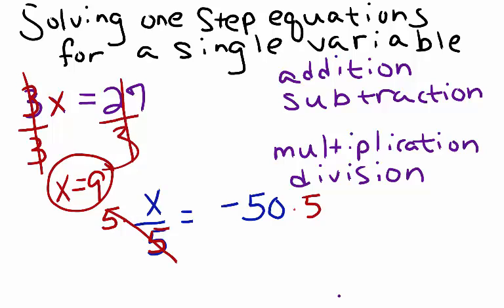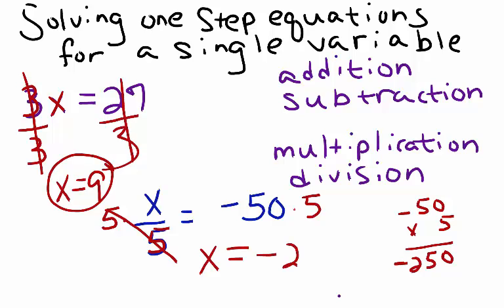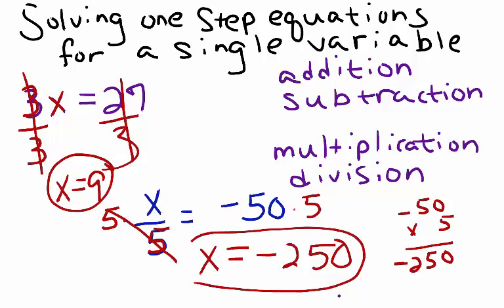The 5's cancel out on the left, and I'm left with x equals the product of negative 50 times 5. You'll want to work that off to the side, most likely. 0 times 5 equals 0. 5 times 5 is 25. And because we have one negative and one positive, our answer is negative. So x divided by 5 equals negative 50 gives us x equals negative 250.